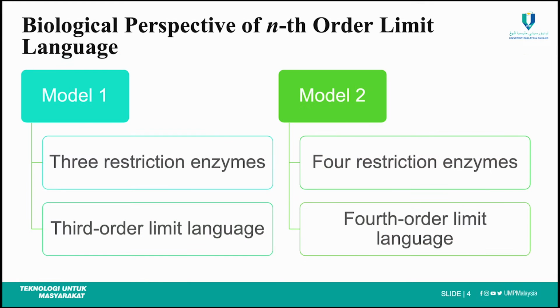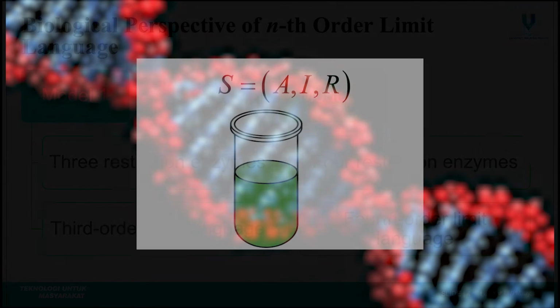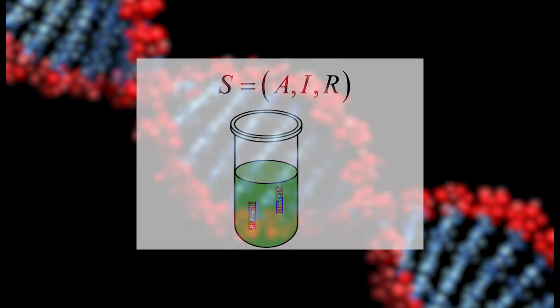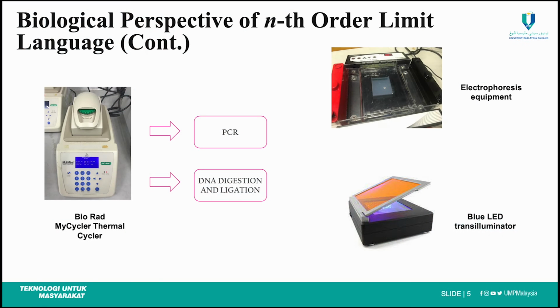In this experiment, due to cost and time constraint, we propose these two models that use 3 and 4 restriction enzymes respectively. By looking at this video, the solution that contains DNA strands will be mixed with restriction enzymes and ligase to complete the digestion and ligation process. The solution is then observed by using the right equipment. Here are the equipments used in this experiment.